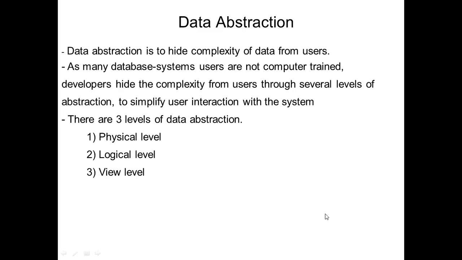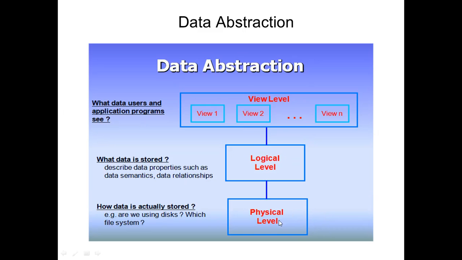Okay. Now we will see this using the diagram. This is the diagram which has three levels: physical level, logical level, and view level. Now this physical level is the lowest level. It describes basically how the data is actually stored. Means we can say which data structure is used, which file system is used, how the data is stored, that will be covered under physical level.